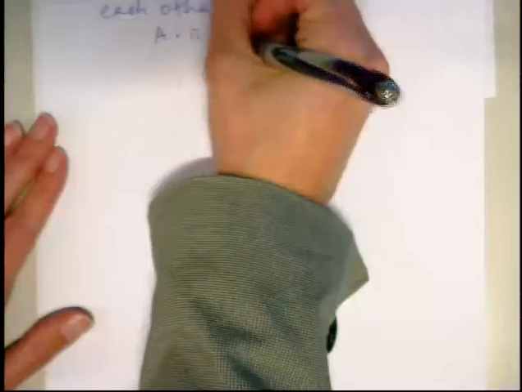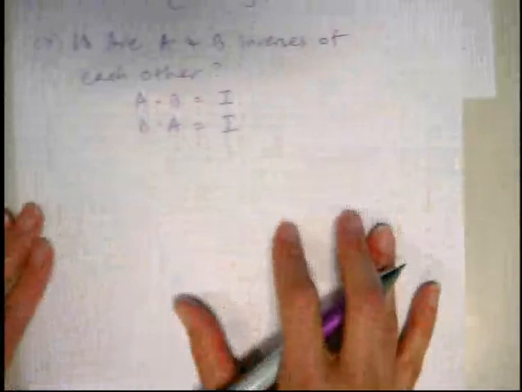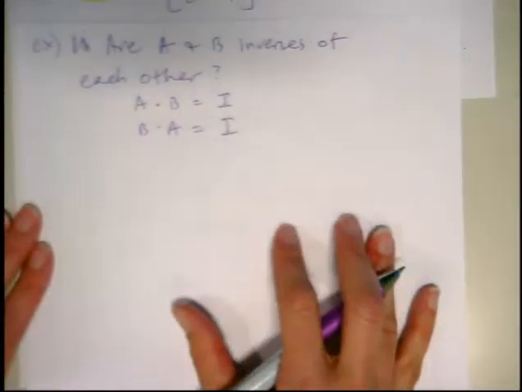Okay, so what would that mean, inverses? That would mean that A times B equals the identity matrix, and B times A also equals the identity matrix. Let me see that. So are they inverses of each other? So let me give you the matrices.